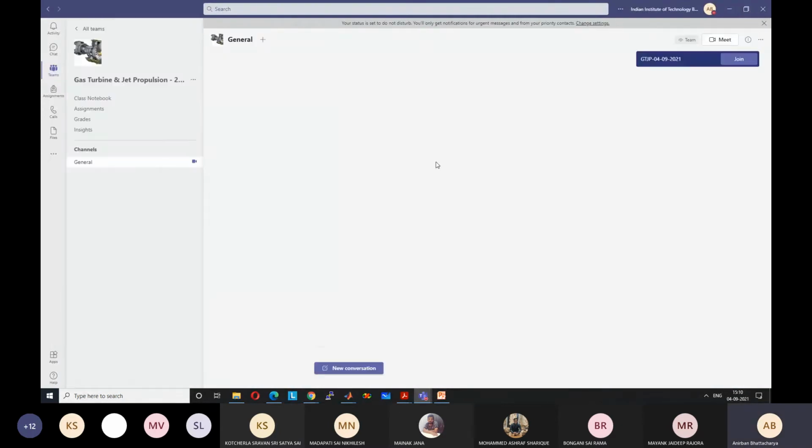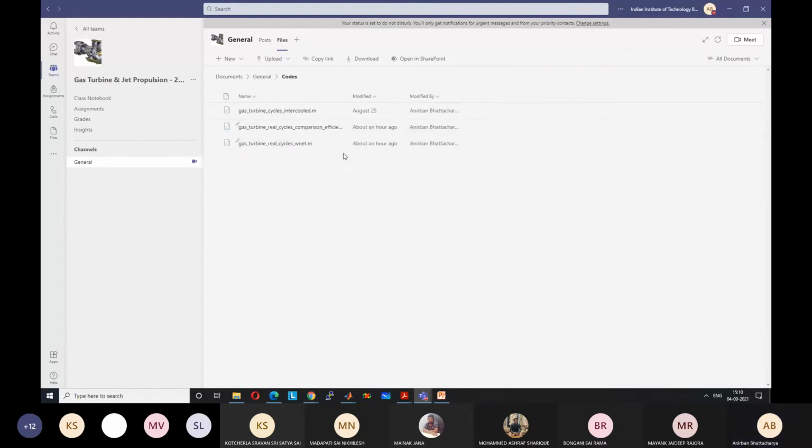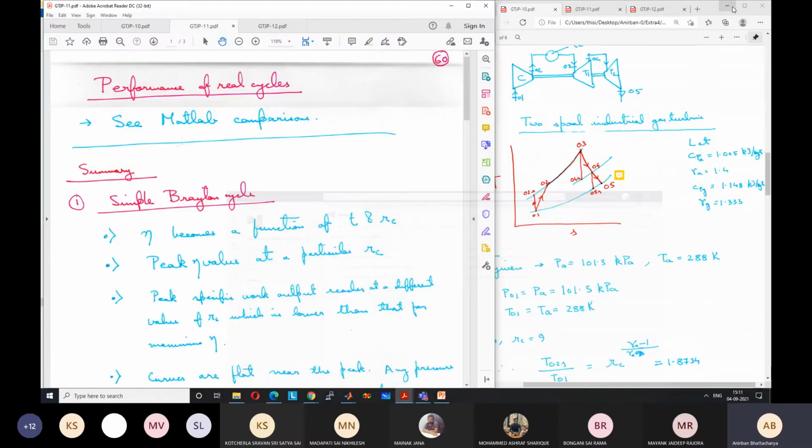So you can go to the codes, and for efficiency you can run this in MATLAB, and for net work output you can run this in MATLAB. Based on today's discussion, you will understand what is there. I have not made any comments inside the code. It is just written in a dry form.